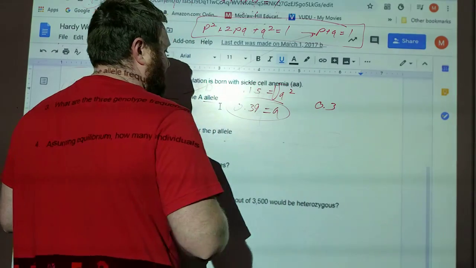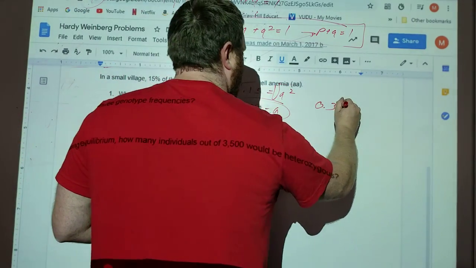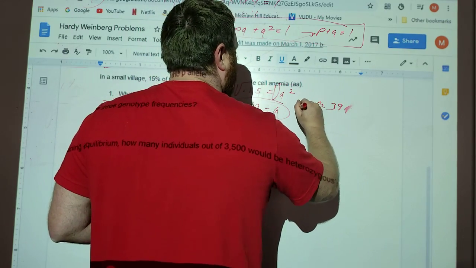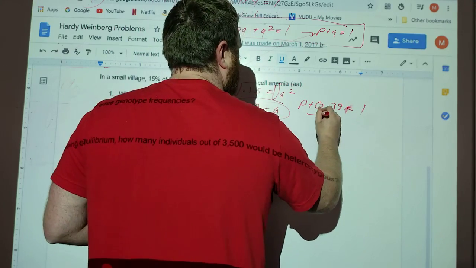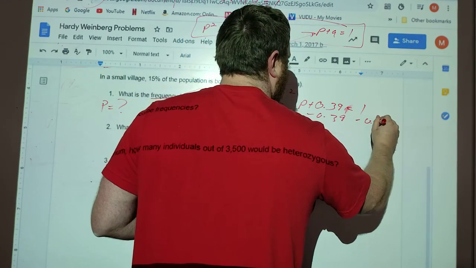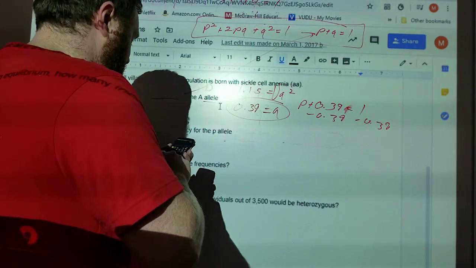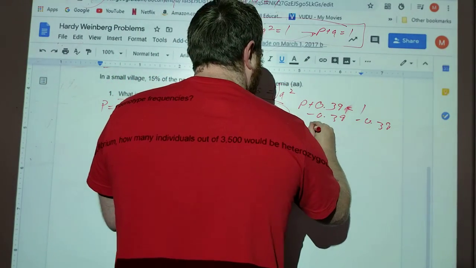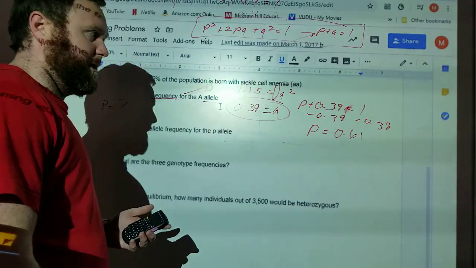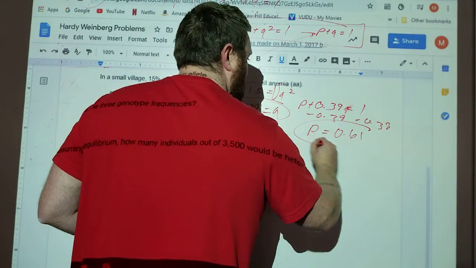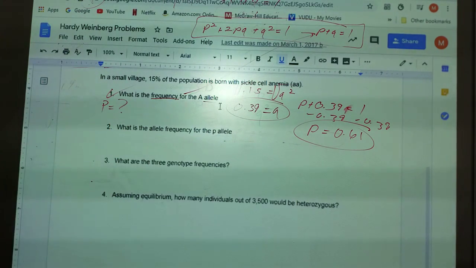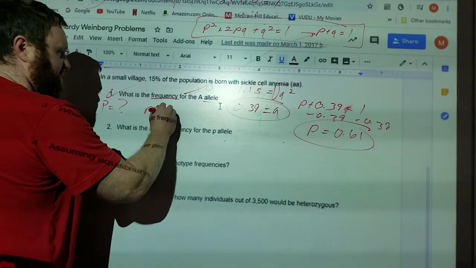First, I'm going to put a circle around 0.39 because that's important. We'll keep p the same. p plus 0.39 equals 1. So we're going to subtract 0.39 to get p by itself. Whatever I do to this side, I have to do to the other side. So I subtract 0.39 from 1, and I end up with p equals 0.61. Now I have p and q. Did I answer this one? Yeah, because I was looking for p, so that one's done. If you want to, you could write it over here, p equals 0.61.